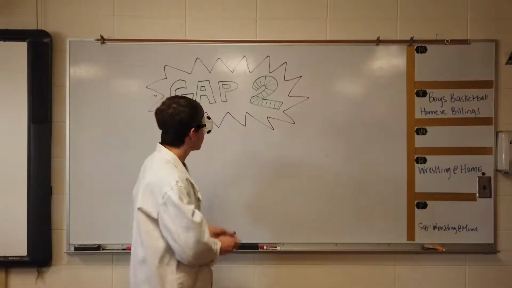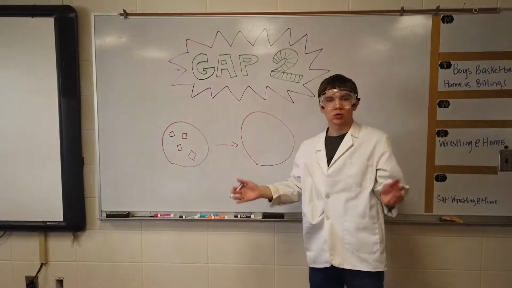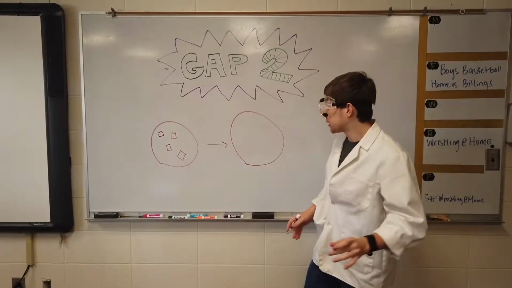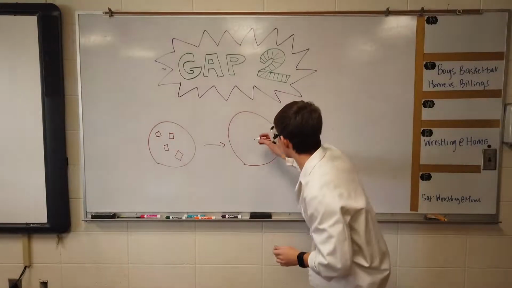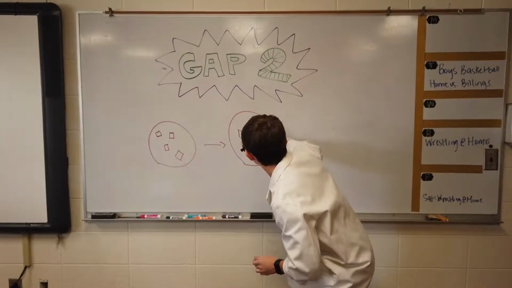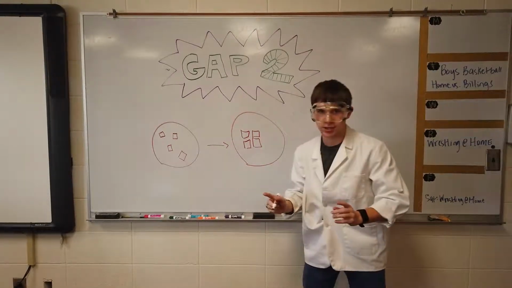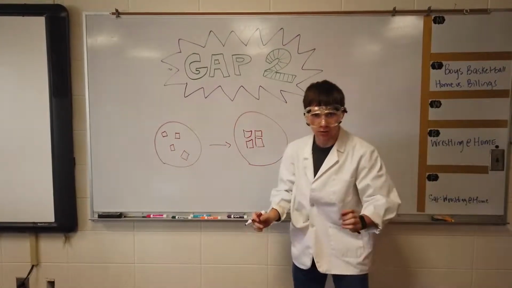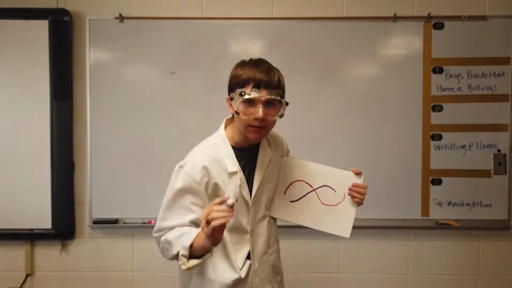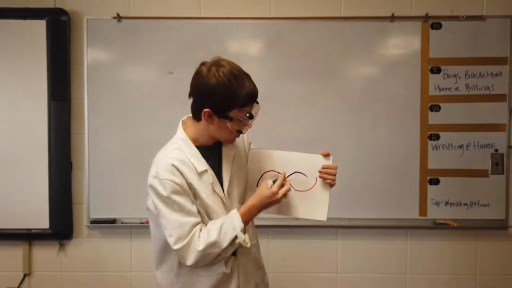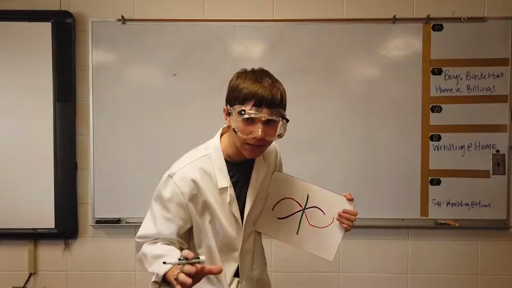The next step is gap 2. Now in gap 2, the cell does grow some more and it makes some proteins, but essentially the big thing that happens is it reorganizes its contents into nice little spots so that we can work with them later in the next step, which is my favorite, the mitotic phase. Mitotic! Now in the mitotic phase, the DNA is separated and the cytoplasm is divided.